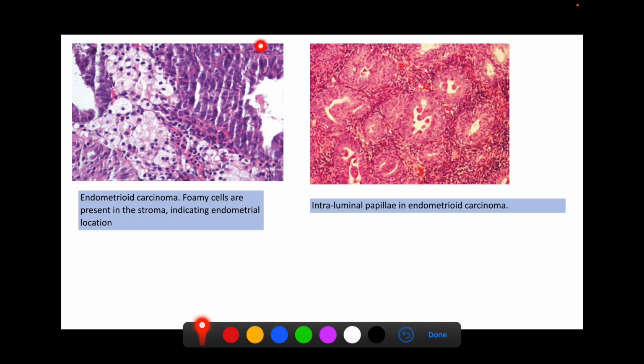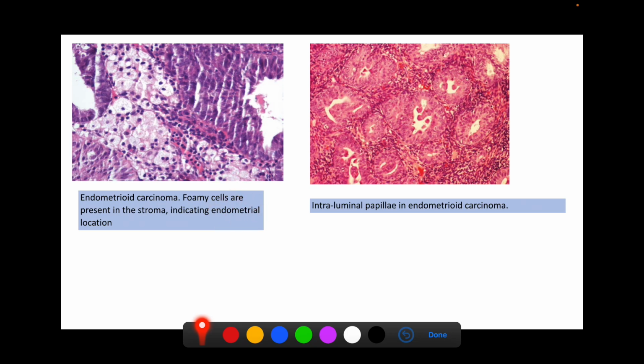This is endometrial carcinoma. Here these tumor glands are there, but here some collection of foamy cells is present. So this is suggestive of endometrial location, right? Whenever we get a biopsy, whether it has part of the endometrial surface or is from the cervical origin, if we have confusion, the presence of these foamy cells suggests endometrial origin.